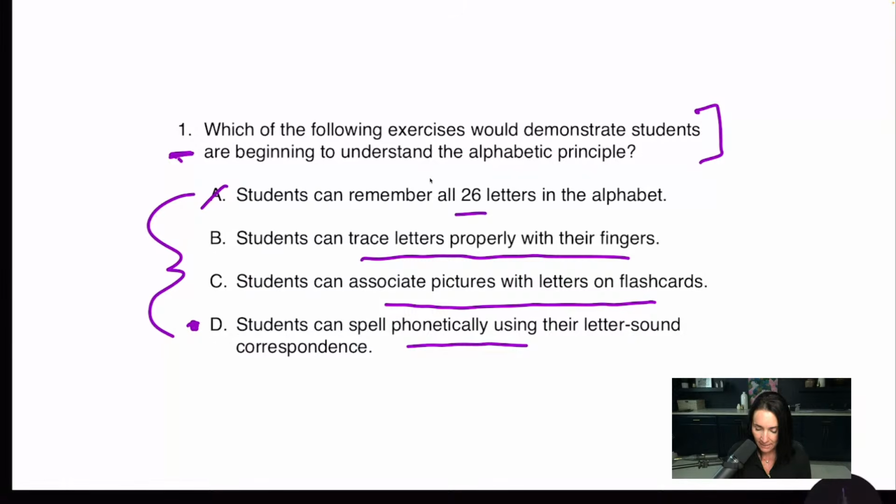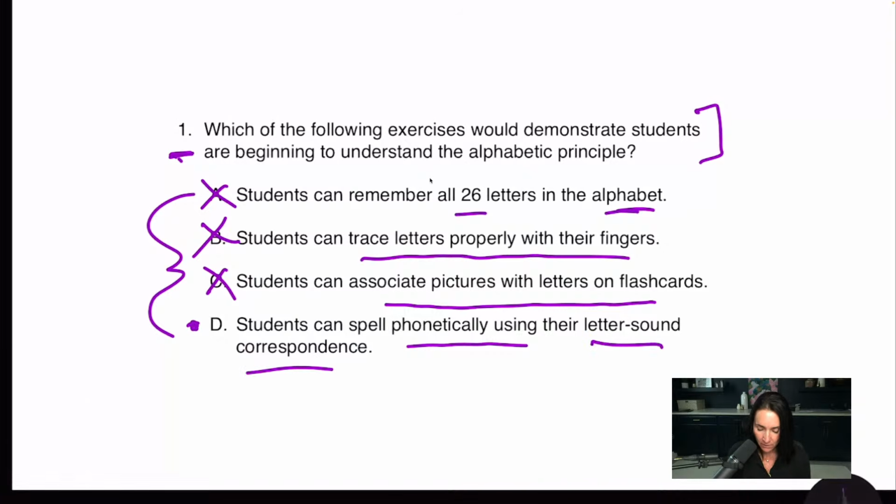Now, of course, A has the word alphabet, but remembering 26 letters in the alphabet, no, that's not going to give them the alphabetic principle. Tracing letters properly with their fingers, that is a pre-alphabetic stage. That's not part of the alphabetic principle, and so is associating it with pictures. That's all pre-alphabetic. If we are beginning in the alphabetic stage and the alphabetic principle, we know that the letters and words make sounds. And so we're working on our letter sound correspondence, or phonics.